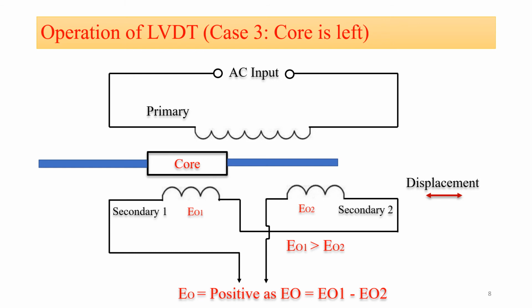So the magnitude of the output signal will vary linearly with the mechanical displacement of the core. Therefore, the word linear is used in LVDT, and the output is obtained differentially between the two secondary windings. Hence, the word differential is used in LVDT. That's why, due to these two words, linear and differential, this type of transducer is called a linear variable differential transducer.